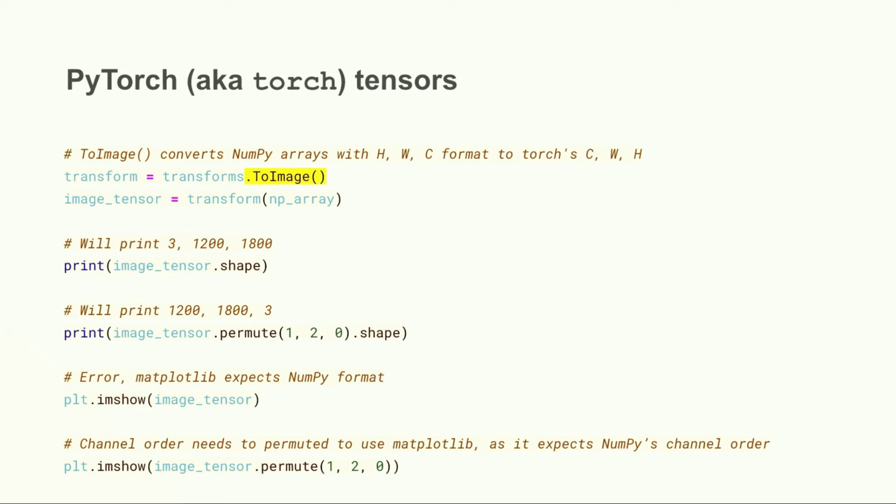So we need to use this function called permute and pass 1, 2, 0 to rearrange the dimensions for visualization. 1 is going to tell PyTorch to rearrange the tensor so that height comes first, 2 so that width comes second, and 0 so that the channels come last.